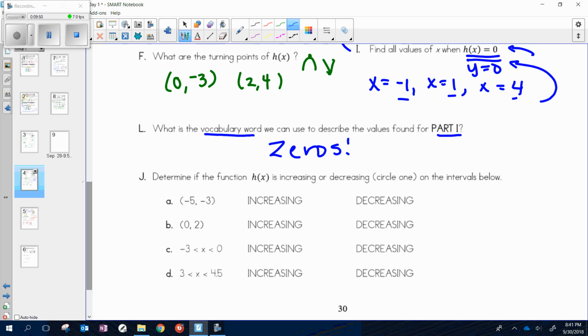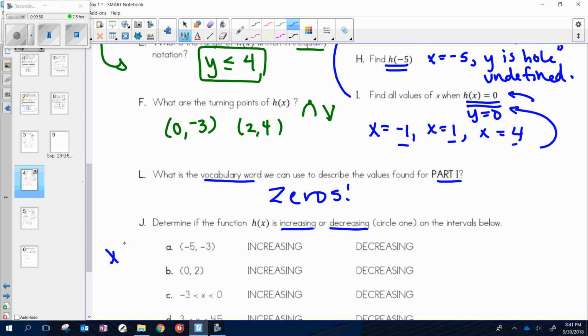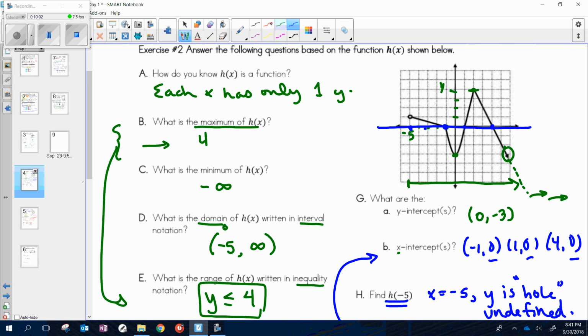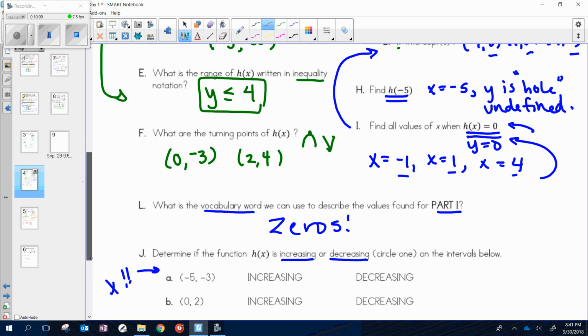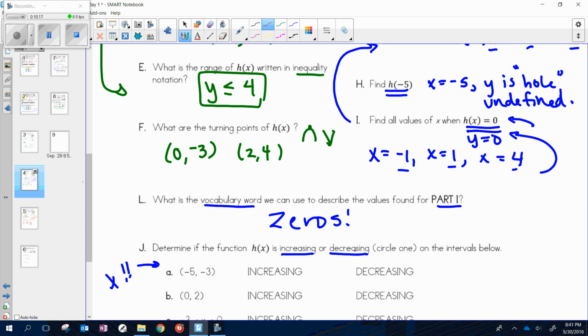All right, I need an interval where the function is increasing, decreasing. Circle the one that applies. So they gave us the interval. Let's look from -5 to -3. These are x's that I'm looking at. From -5 to -3, I'll use my red pen. Yes, okay, cool. The graph was headed downhill, so that was decreasing.